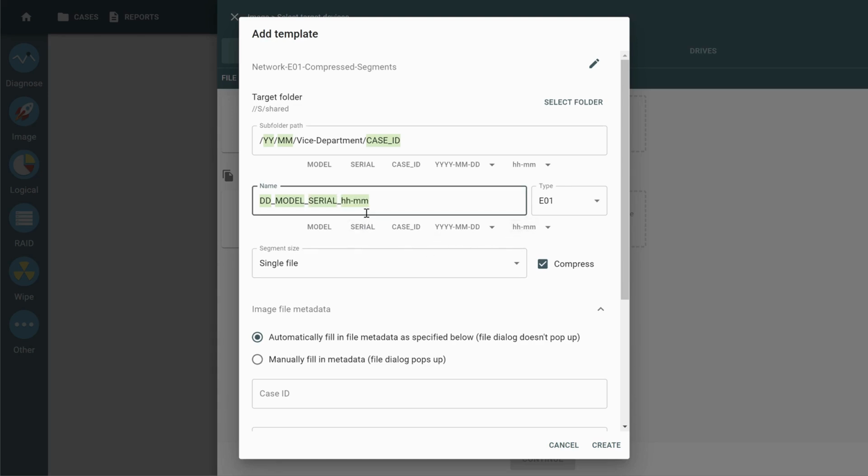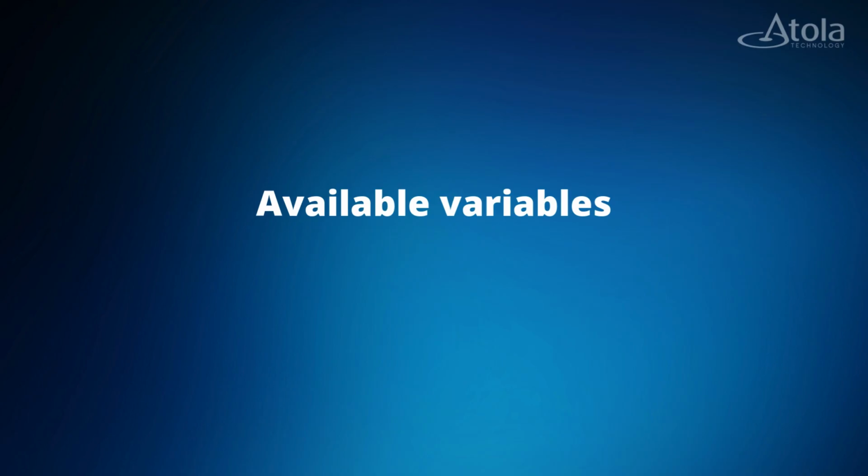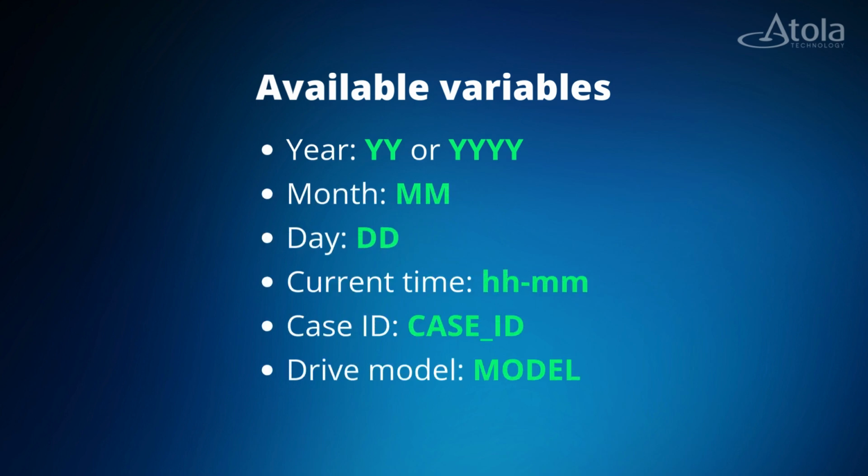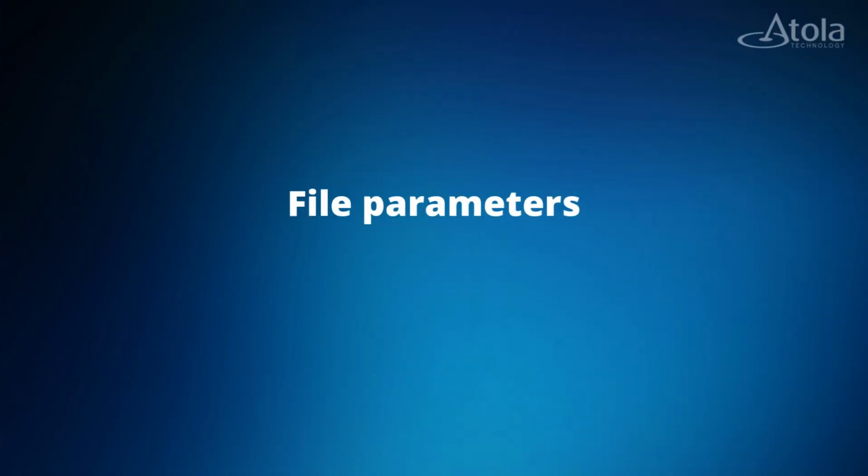As you see, variables are highlighted in pale green, which helps you spot them easily. Here are all the variables you can use for subfolder paths and file names. They include current date and time, case ID, drive model, and serial. Now let's configure other target file types and their parameters.